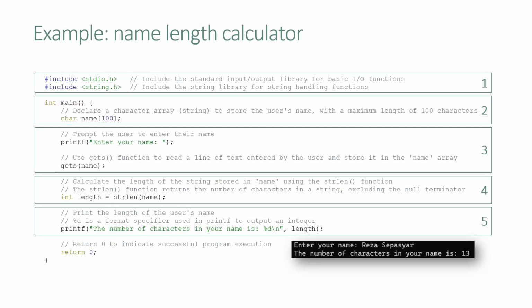The gets function is used to read this input. 4. After the name is inputted, the strlen function from the string library calculates the length of the name, essentially counting how many characters it contains. 5. Finally, the program prints out the number of characters in the name and then terminates successfully. It's a straightforward program for a basic task.